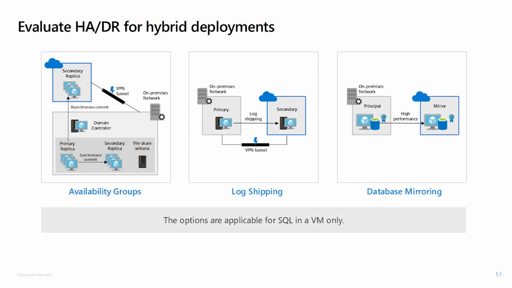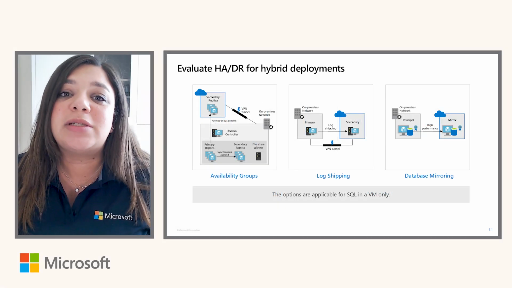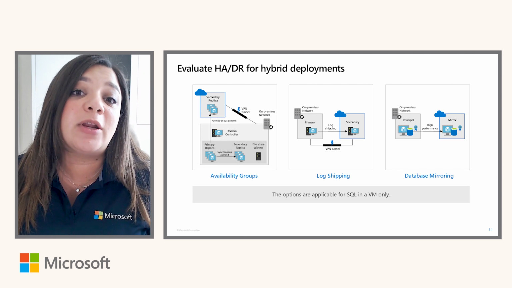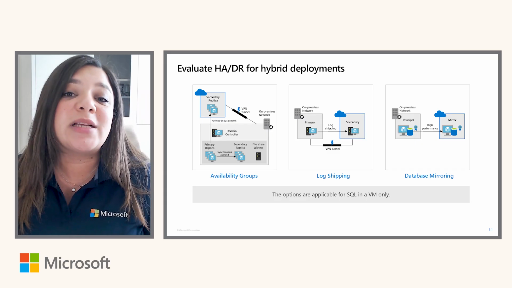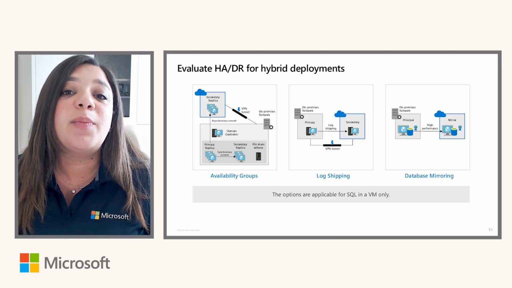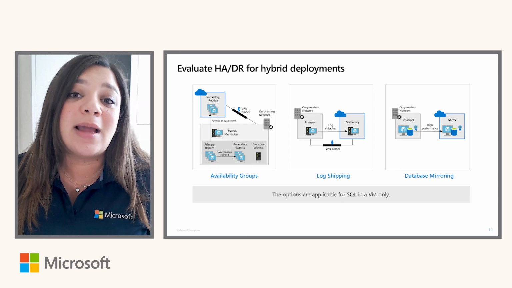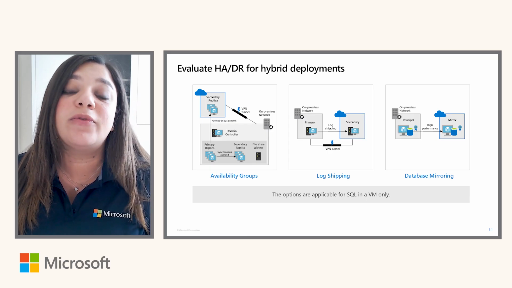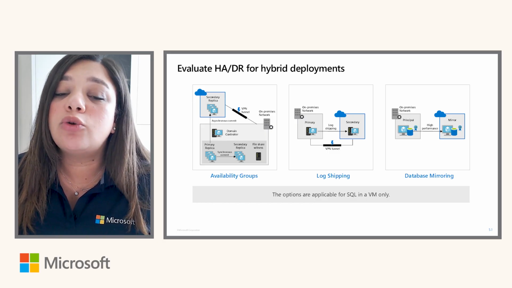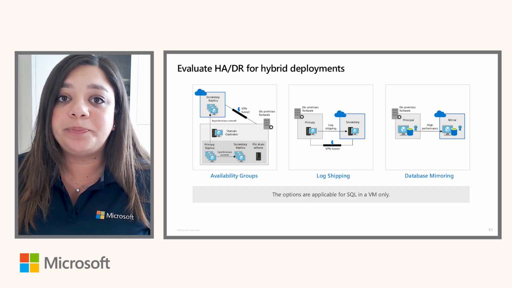For hybrid SQL Server deployments, you also need to understand high availability and disaster recovery options that work across on-prem and Azure environments. So know the key strategies here. We have availability groups, which are great for mission-critical apps and automatic failover support. Log shipping, which is best for disaster recovery scenarios where some data loss is acceptable. And database mirroring, which is now replaced by Always On availability groups in SQL Server 2012 plus. So understand when to use availability groups versus log shipping as well.